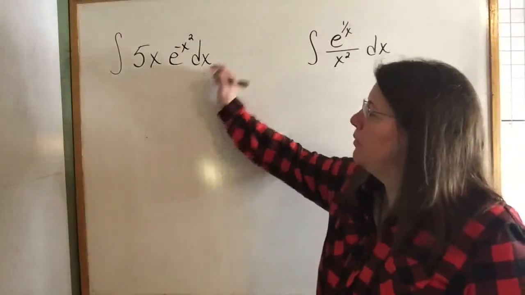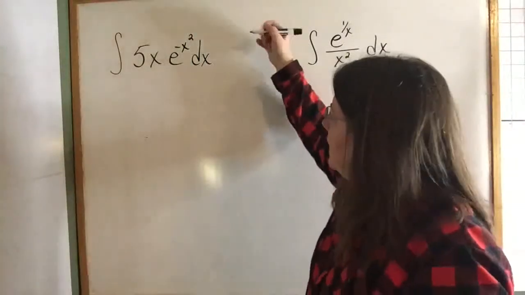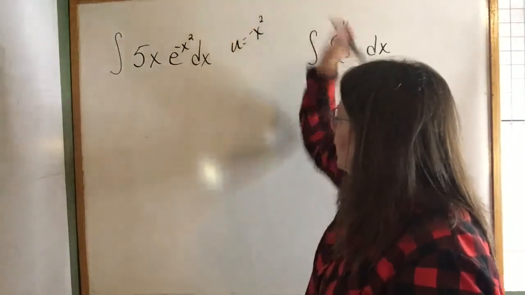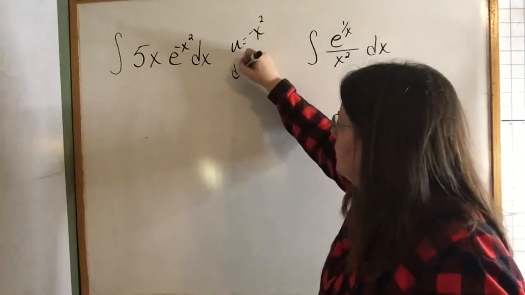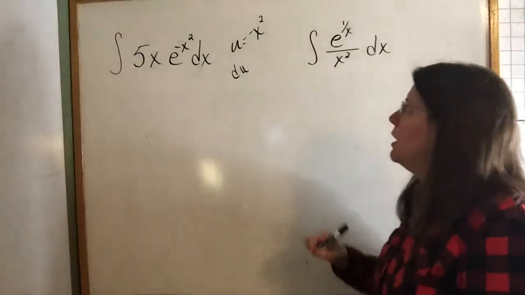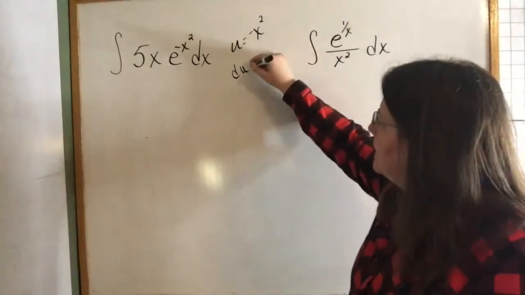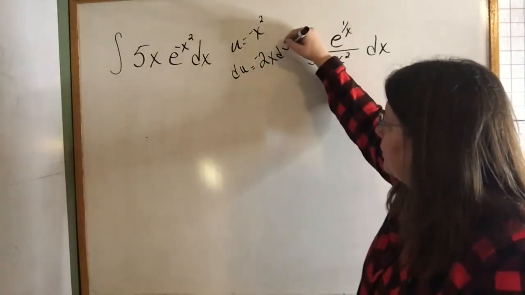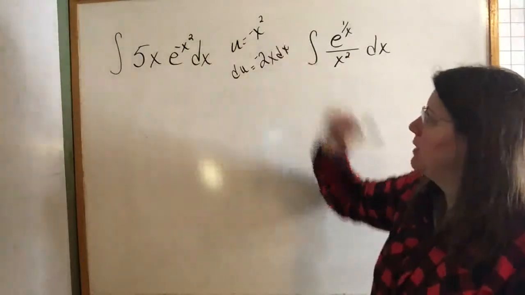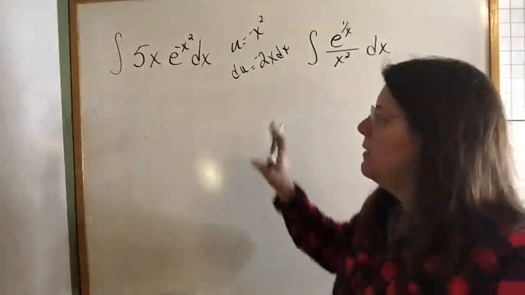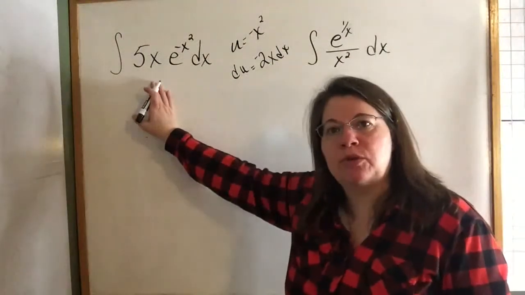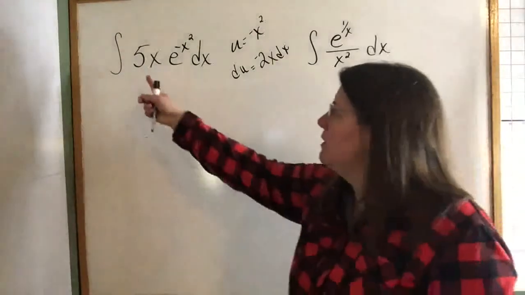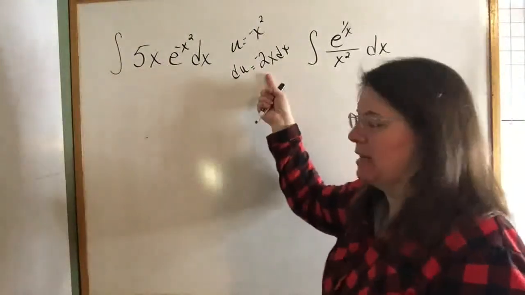In this example, remember, we're going to let the u be the exponent of the e part. So I'm going to let u equal negative x squared. And then du is the derivative of the u. So if I take the derivative of that, I've got negative 2x dx. That is the derivative of the negative x squared. Then I need to go over here and see about substituting in with my u-substitution. Well, notice here, this is a 5. I need that to be a negative 2.